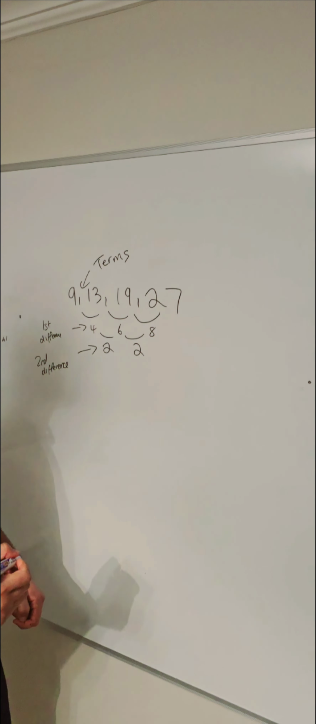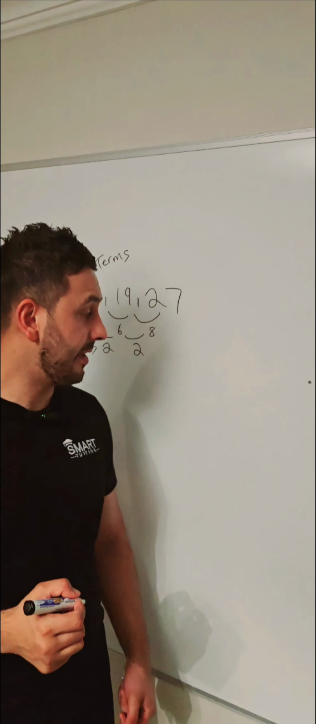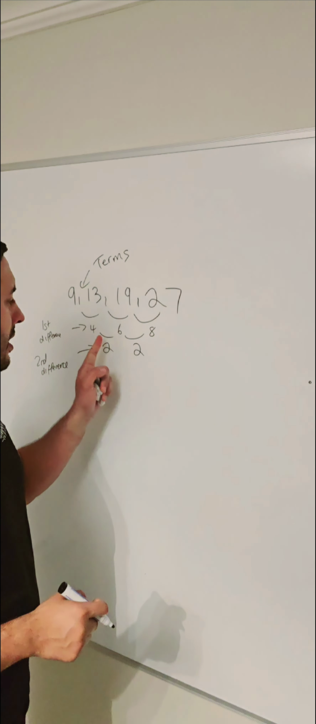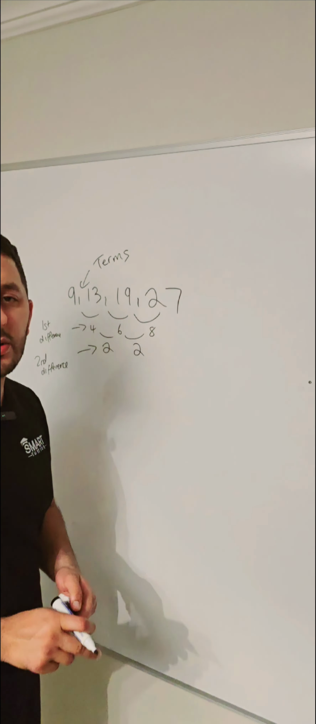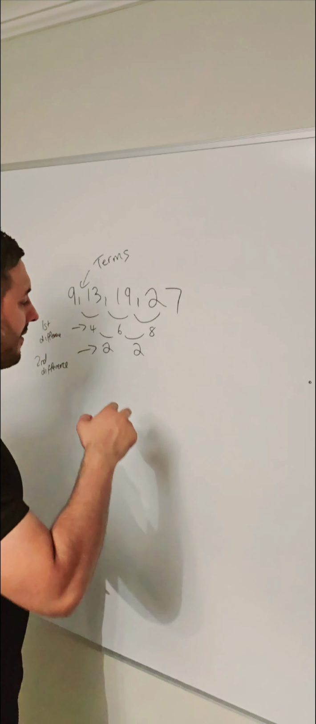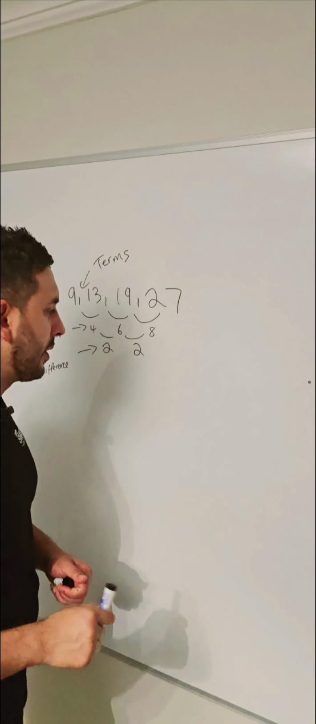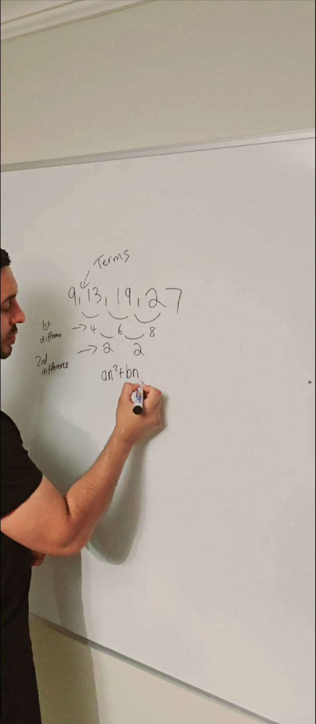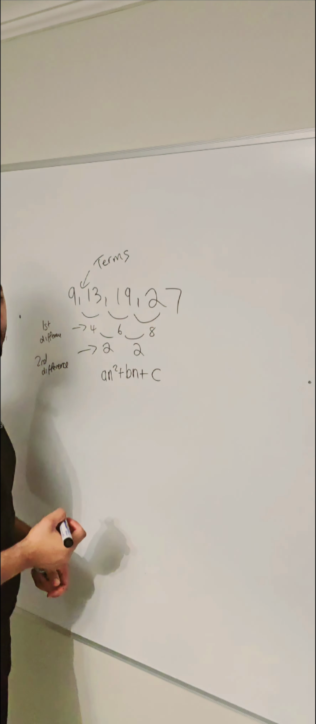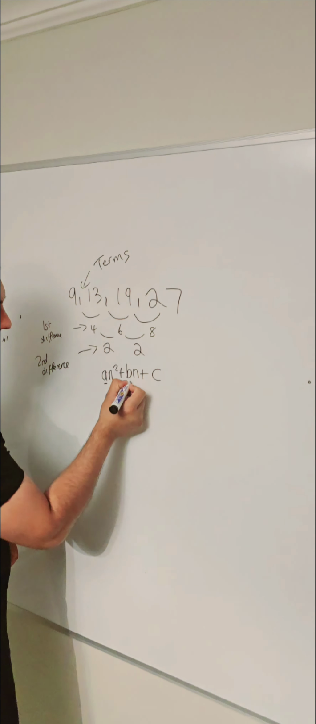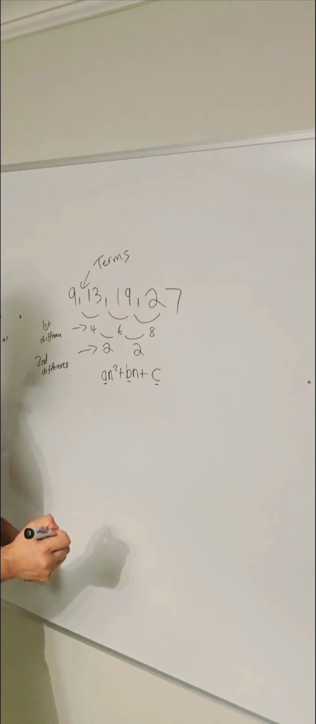Now, what you've noticed about your second difference is that it's the same. I've got 2 here, guys, and for both these numbers here, I've got 2. So because the second difference is the same, that tells me that I've got something which is quadratic. Now, because it's quadratic, I'm going to write down the formula an squared plus bn plus c. Now what you have to do is work out the value of a, b, and c.